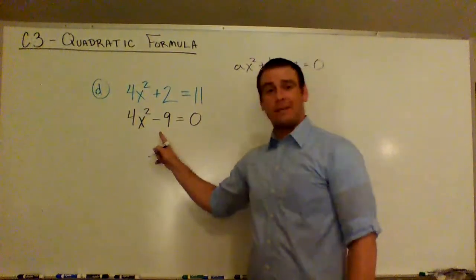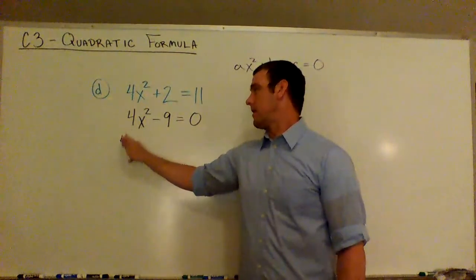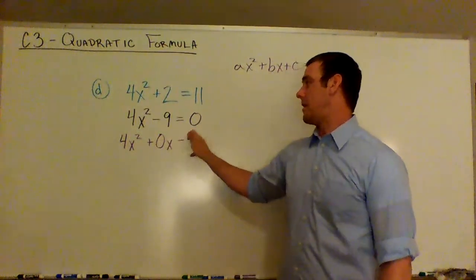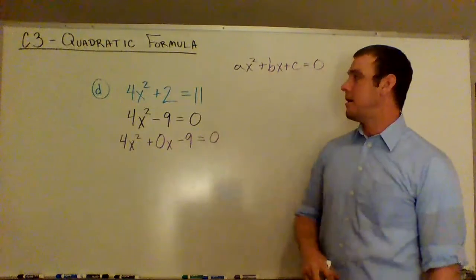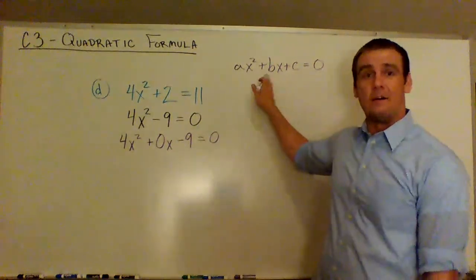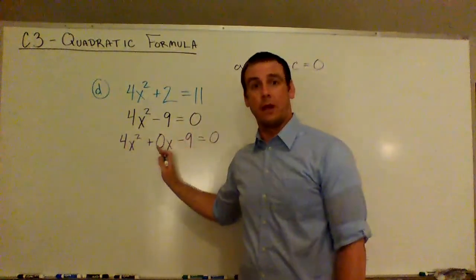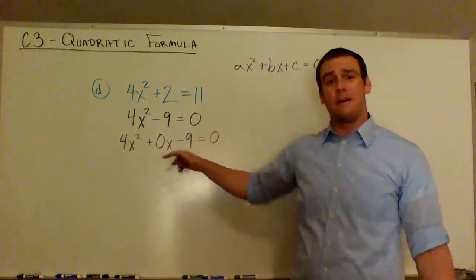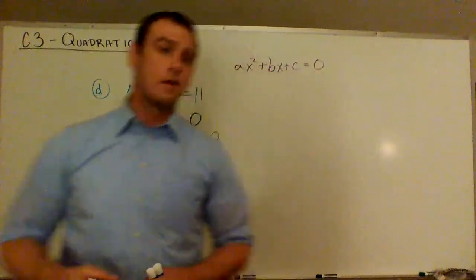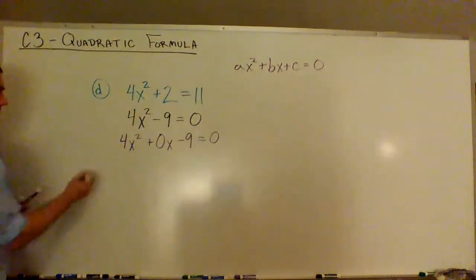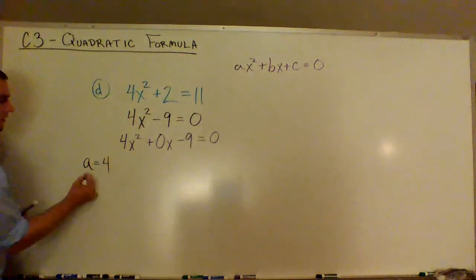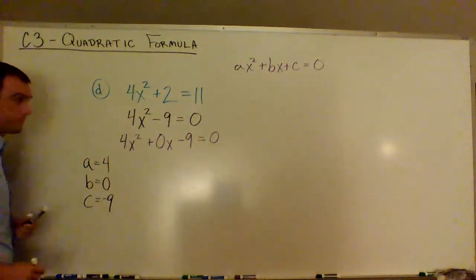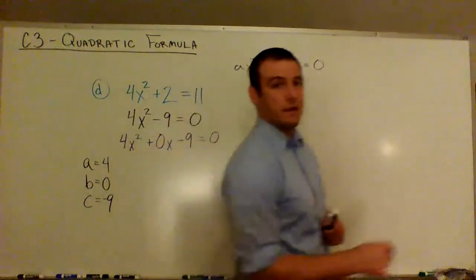So, I don't have an x term. Isn't this the same thing as 4x squared plus a 0x minus 9 equals 0? Guys, remember b is always your term that goes with your x. Doesn't matter if we didn't have an x. That just means our b value is going to be 0. All right, so we've got a equals 4, b equals 0, c equals negative 9. Let's go through this then.